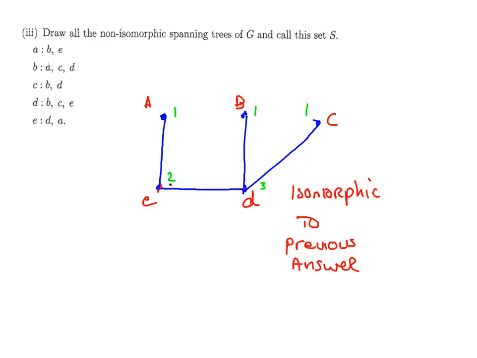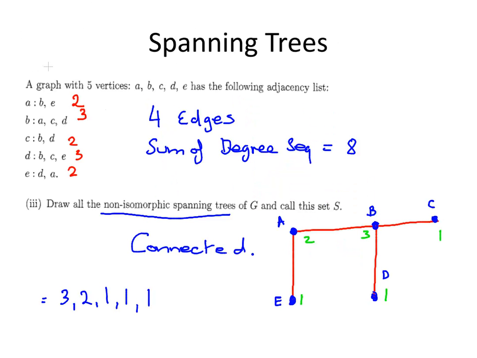So the two answers I've come up with already, the path graph and the previous one, these are the only two possible non-isomorphic spanning trees of G. Okay, it's not possible to come up with any other ones due to the constraints. So let's draw all the non-isomorphic spanning trees of G and call it set S. Okay, so that is the end of our presentation.